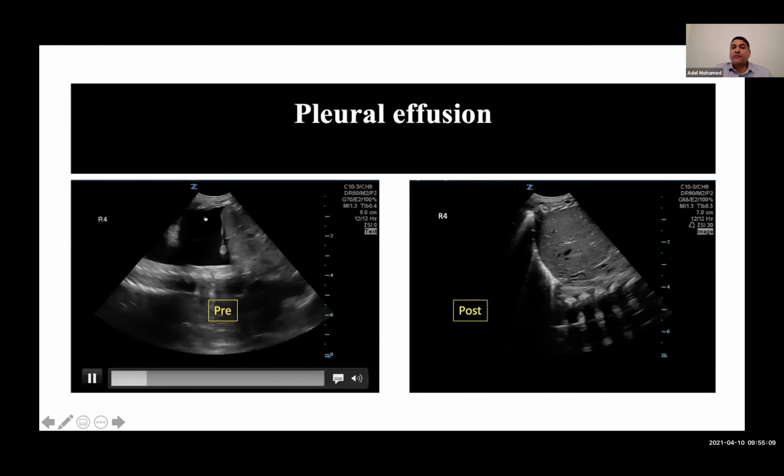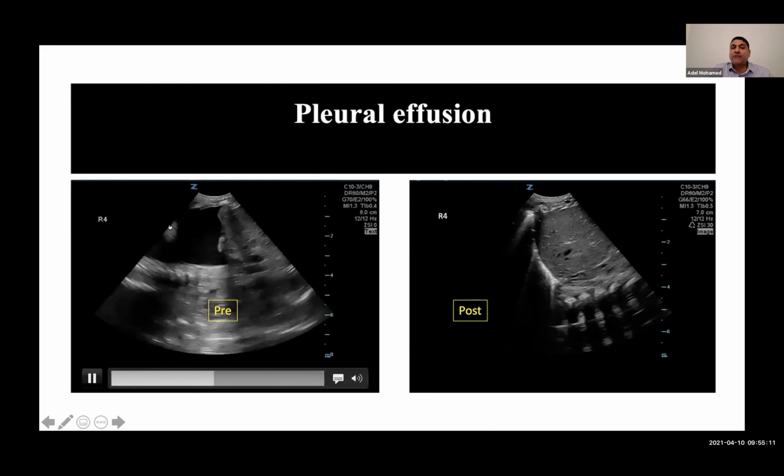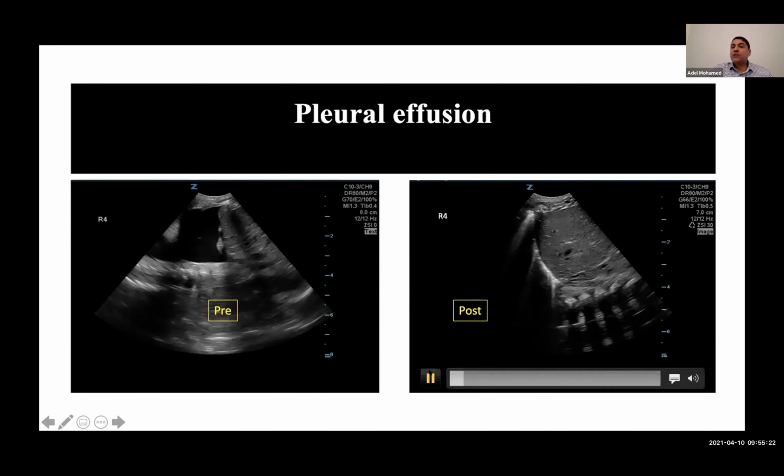And in this video, you see this anechoic black area. This is the area of effusion with the lung collapsed and floating inside this fluid. We call this the jellyfish sign. This is the liver and this is the spine. Same baby after we drain the effusion. You see the area completely closed. Liver is here. This is the diaphragm, the lung, and the spine, and no collection of fluid in between.